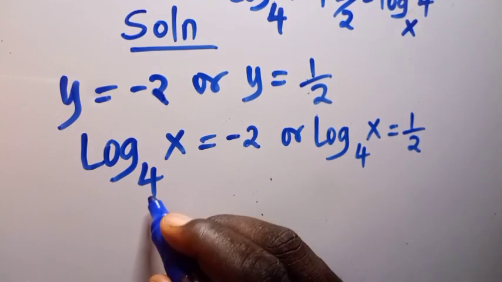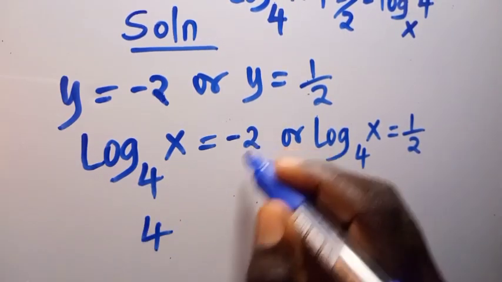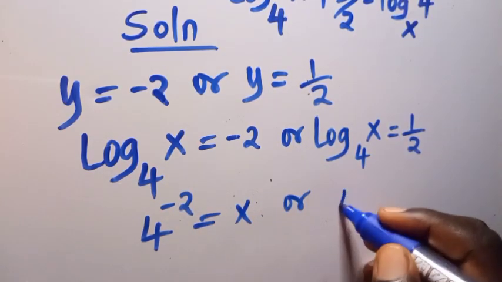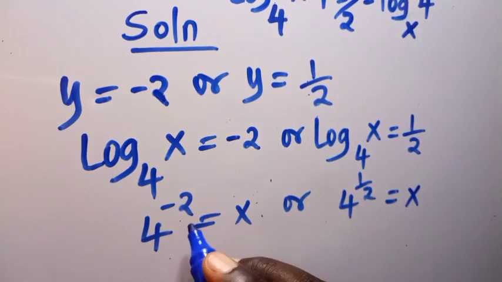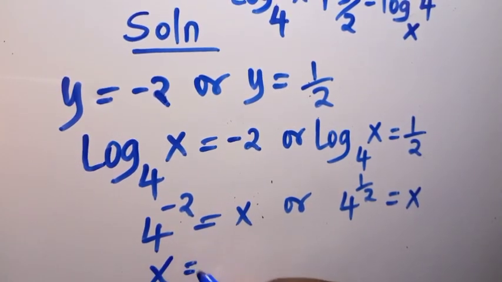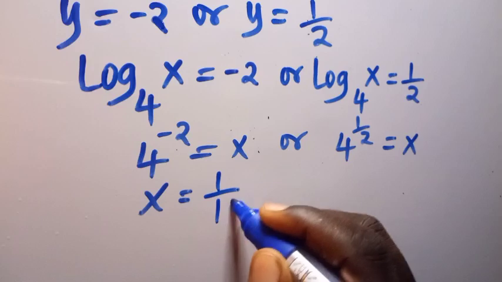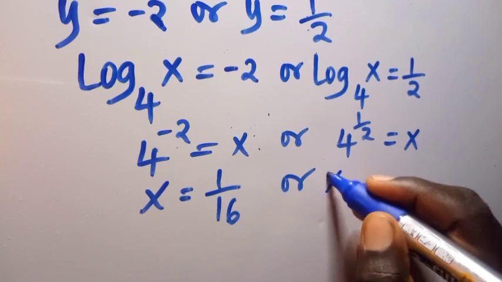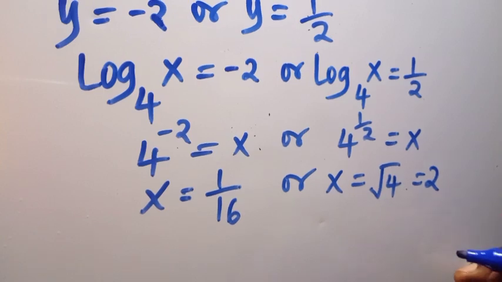If we write this in index notation, we have 4 raised to negative 2 equals x, or 4 raised to a half equals x. 4 raised to negative 2 is the same as 1 over 4 squared, which is 1 over 16, or 4 raised to a half is the same as the square root of 4, which is 2.